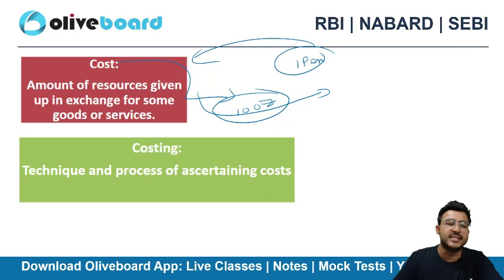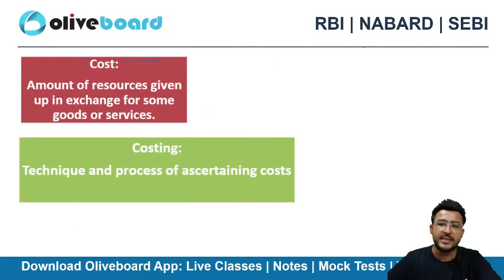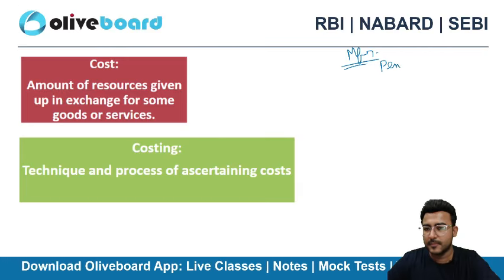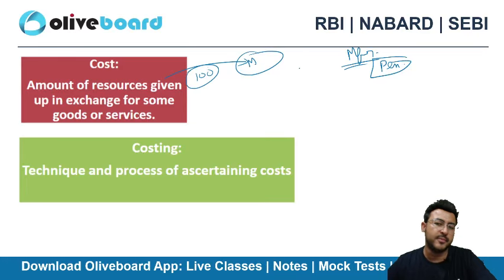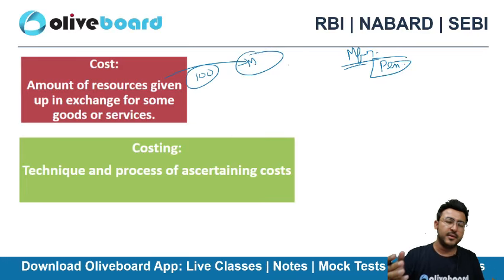However, costing is nothing but a technique. It's a process of ascertaining cost. How to ascertain the cost? Let's suppose I had to manufacture a pen. So I need to buy material. That's a cost. I need to pay 100 rupees for material. So 100 rupees will be my cost. In that manner, I'll be doing expenditure on labor, material, a lot of expenditure, right?